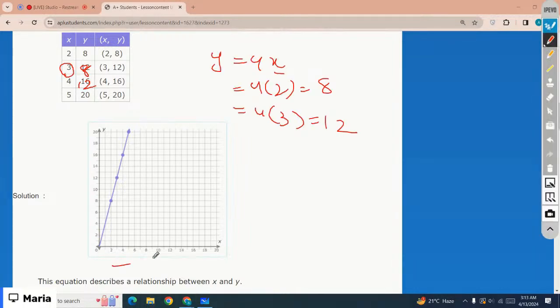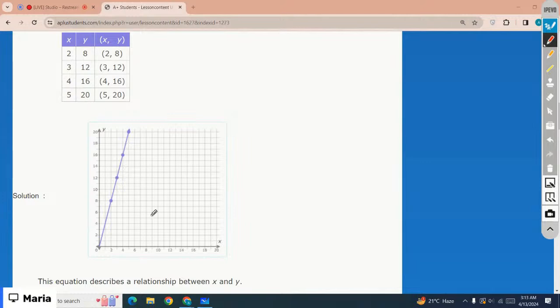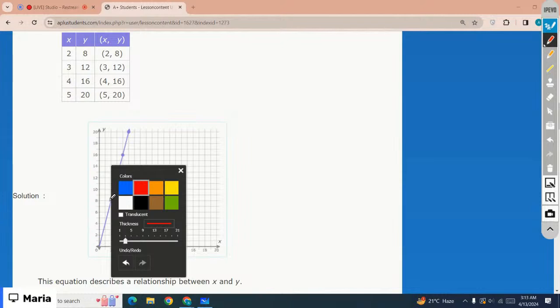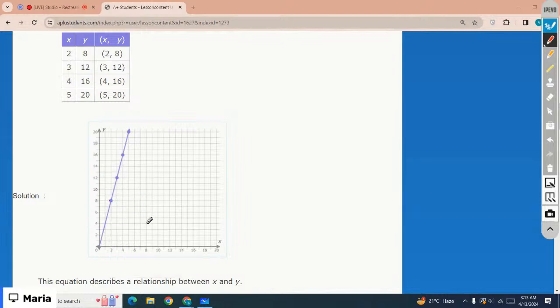This one is the x-axis and this one is the y-axis. When x is 2, y is 8. Here is x equals 2, and you can see here y is 8. Then here x is 3, y is 12. When x is 4, y is 16, and when x is 5, y is 20. Just join these points and make a straight line. If you know how to plot the points on the graph, then that would be very easy for you.